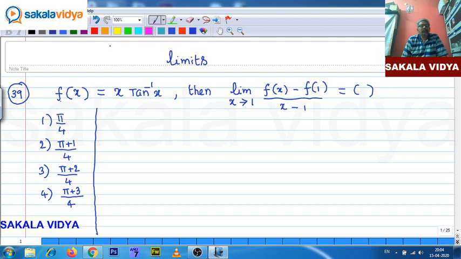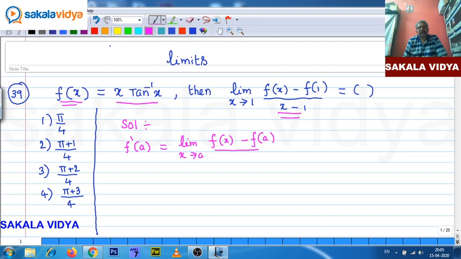So, now f of x is given as x multiplied by tan inverse x, then we need to find the limit as x tends to 1 of f of x minus f of 1 by x minus 1. First, we have one formula: f dash a is defined as limit x tends to a of f of x minus f of a upon x minus a. This is called the derivative of f of x at x equals a. So, using this, the limit as x tends to 1 of f of x minus f of 1 upon x minus 1 can be written as f dash 1. Say this is equation 1.